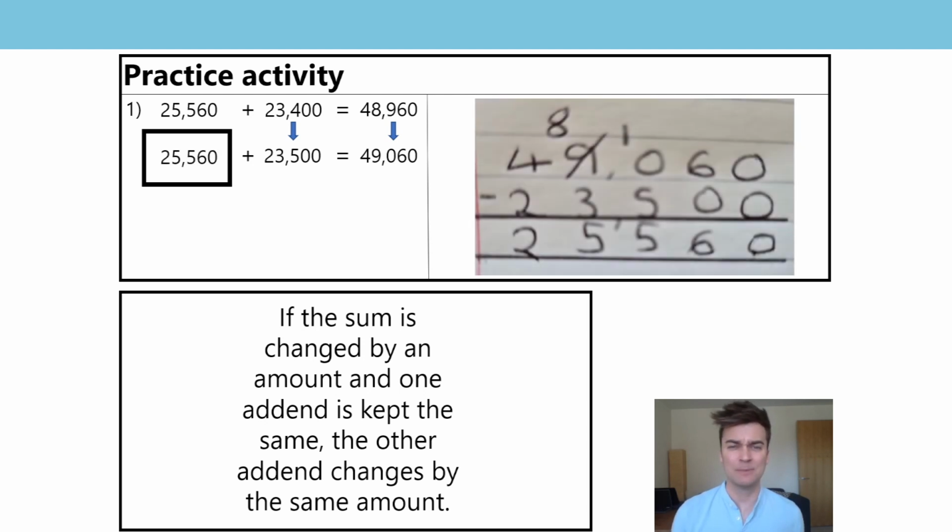So I said some of you may well have used the inverse operation to find the unknown addend. Yes, that will work too, and we have the same value. However, the use of our sentence, I hope you can see, really saved us some time and didn't need us to use a written method to solve that unknown addend.